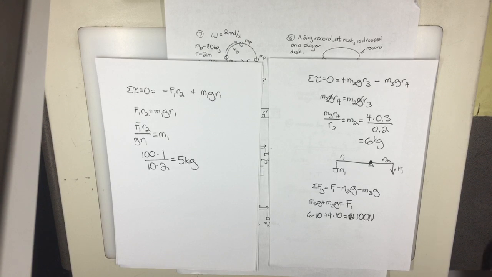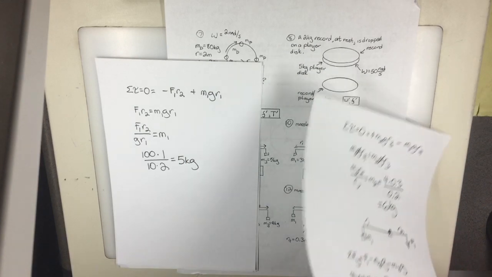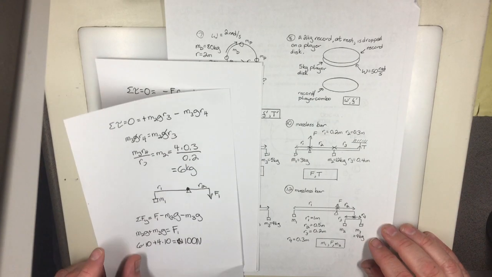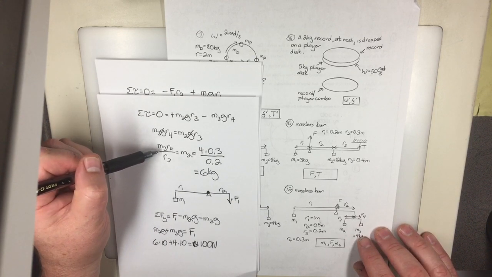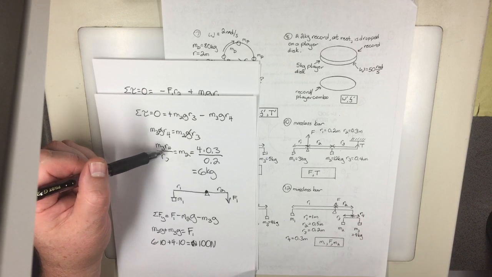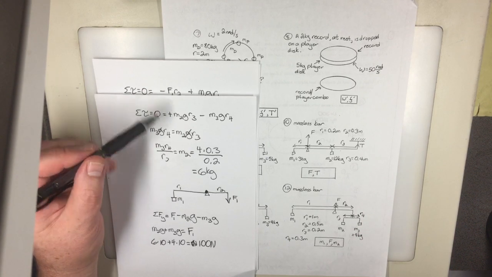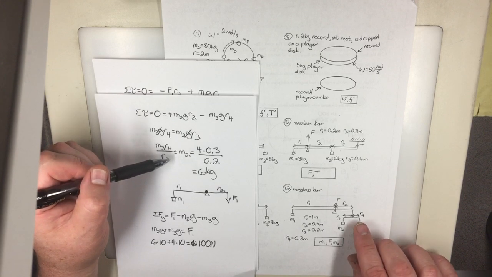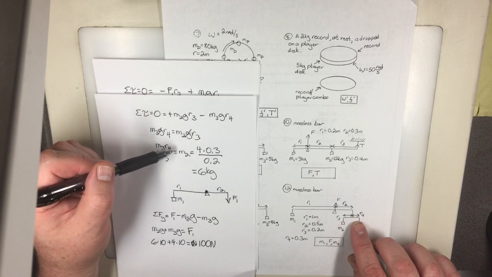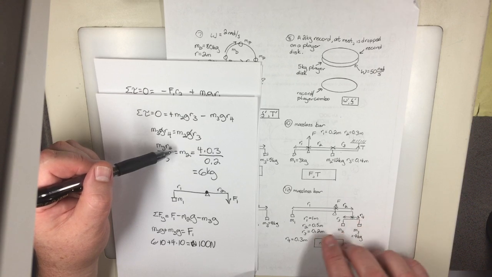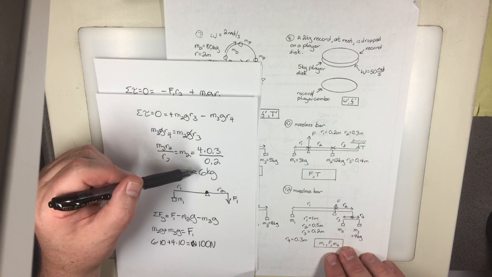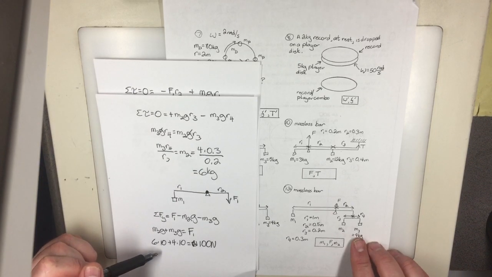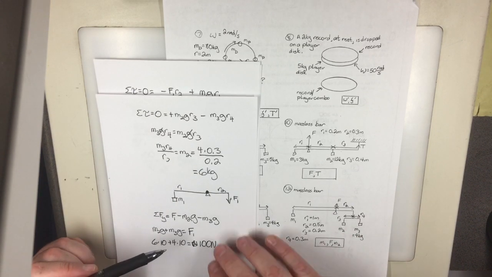Why am I not looking at the right one? Hold on. These numbers, I'm using the wrong numbers. I'm looking at the test. Bad professor. These are right. So that's right.